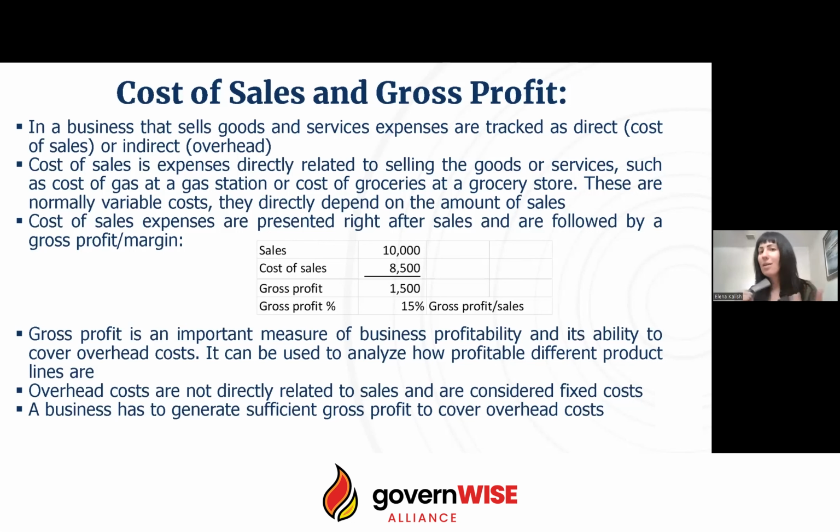And so it's important for a business to generate sufficient profit to cover those overhead costs. And this is one of the reasons why in a business we really like to keep track of that gross profit. So now the gross profit formula is very simple. Gross profit equals sales minus cost of sales, which again are direct expenses. And then gross profit percentage is the gross profit amount I calculated divided by the sales.